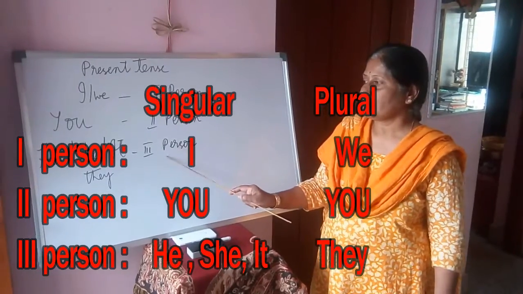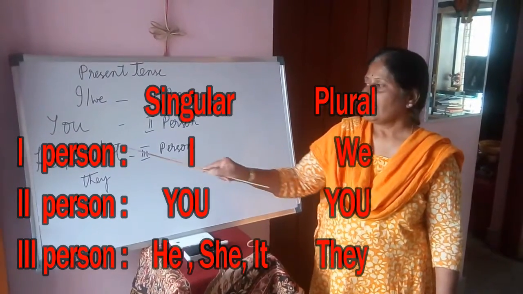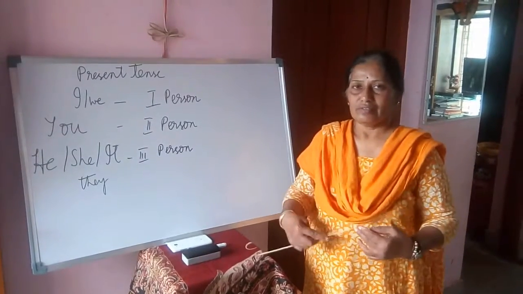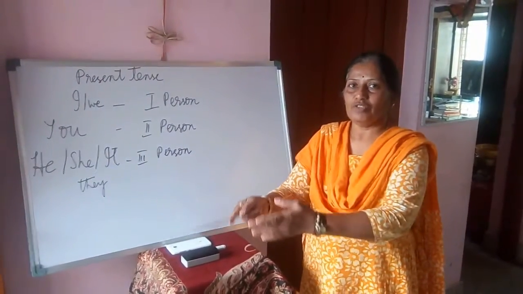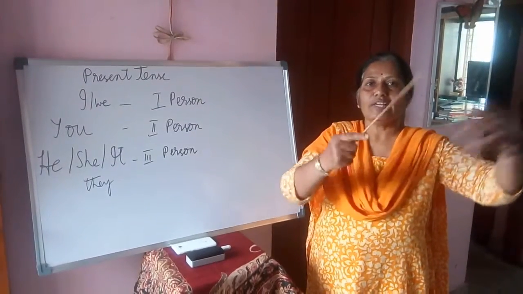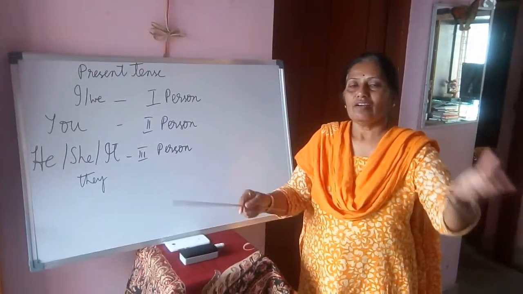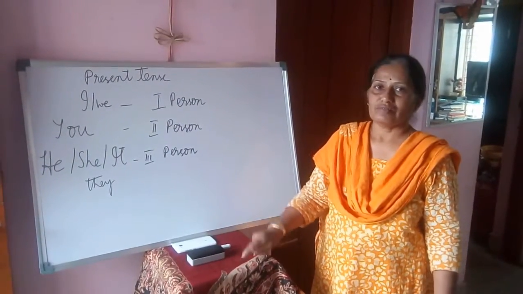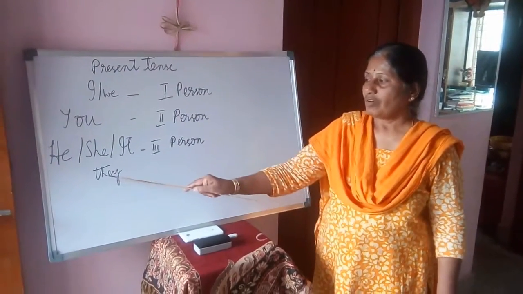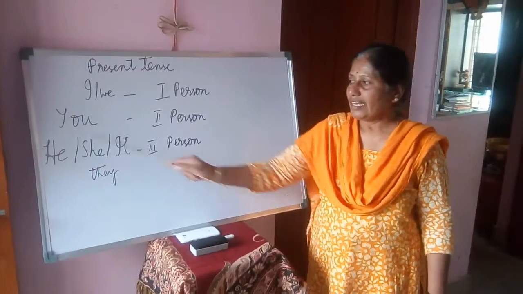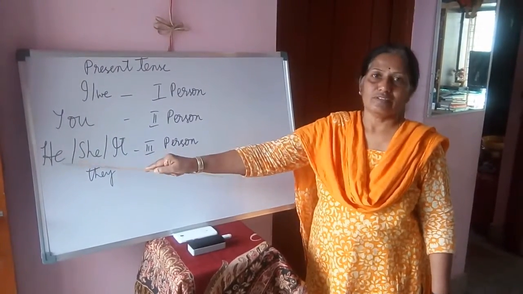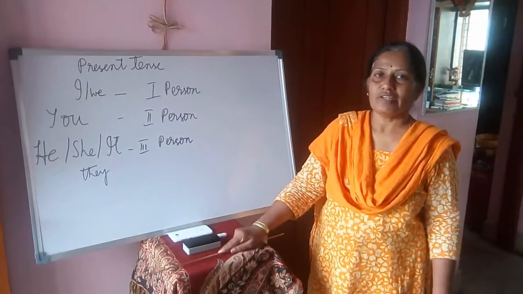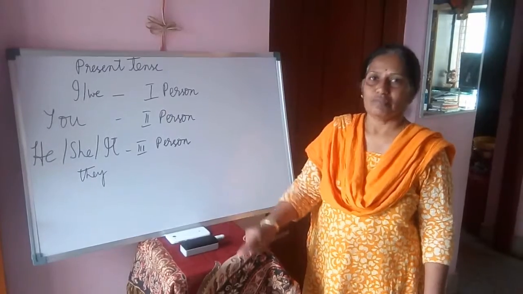And the third person, he, she, it, the singular forms. I and the person next to me, you. And if I talk about somebody else, it is he or she or it, that is third person. And the plural form of it is they, in common for all these three. For he, she, it, they is a word commonly used for plural.